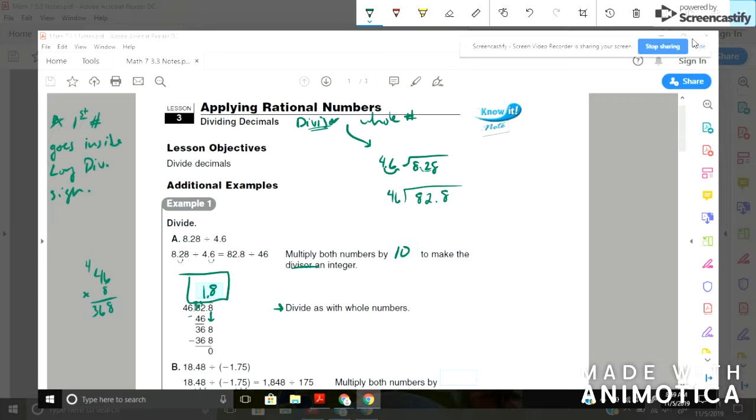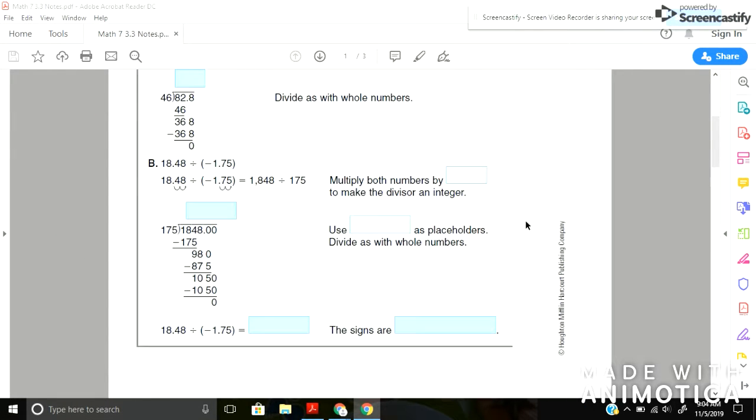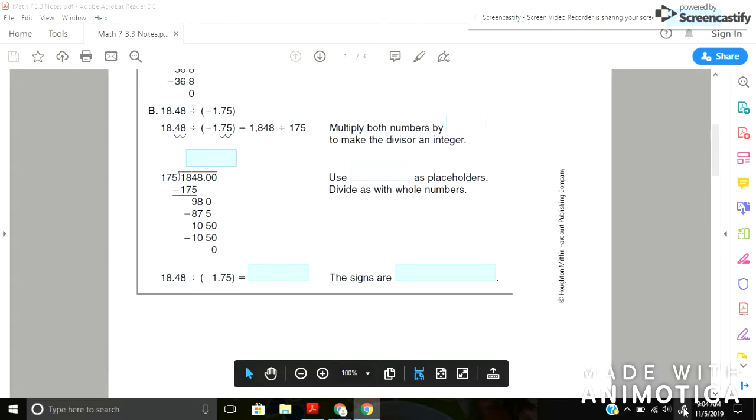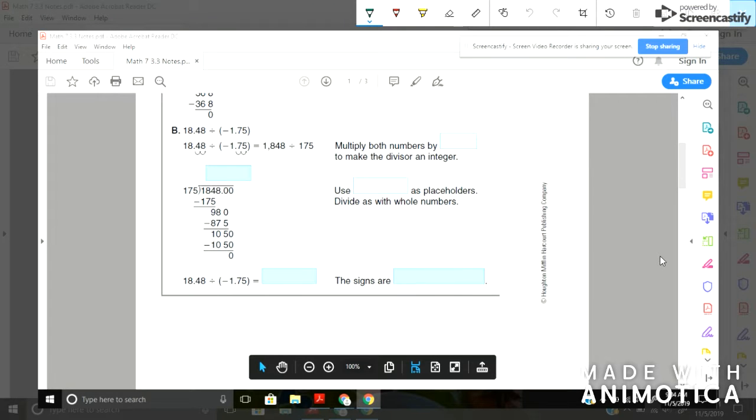Okay, let's go ahead and try another one for letter B. We have 18.48 divided by negative 1.75. Okay, remember that in the end, we're going to have a negative answer because when we're multiplying or dividing and we have different signs, one's positive and one's negative, we're going to have a negative answer.